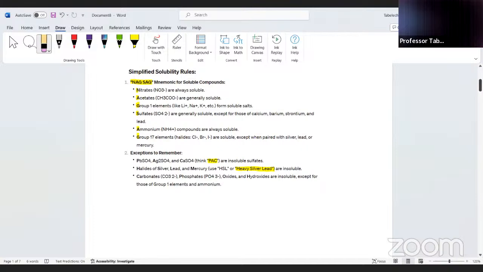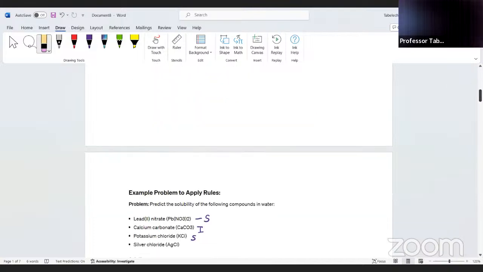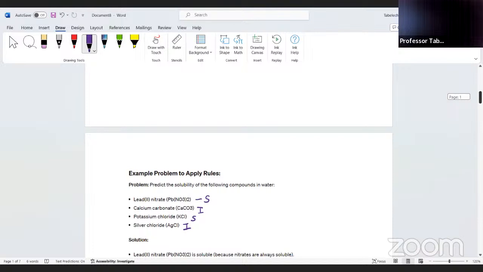Even though you see chloride here that says chlorides are soluble, it says except when paired with silver, lead, or mercury. So I'm just going to say it's insoluble. Let's see if these are correct. I only had one response, from one student, that gave me the first one, lead 2 nitrate. So let's see if we are correct.